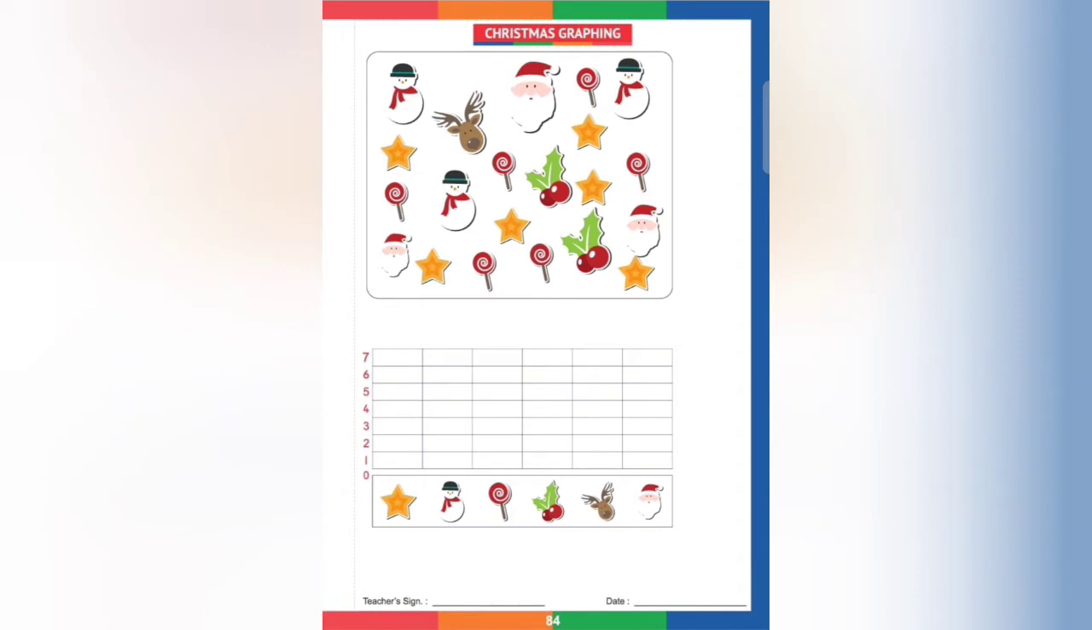For today's practice work, you will open your maths homework book to page number 84 and you will do this Christmas graphing where you have got some pictures and you have got the graph below it where you have to segregate the pictures and color how many of each picture are there in the above box.